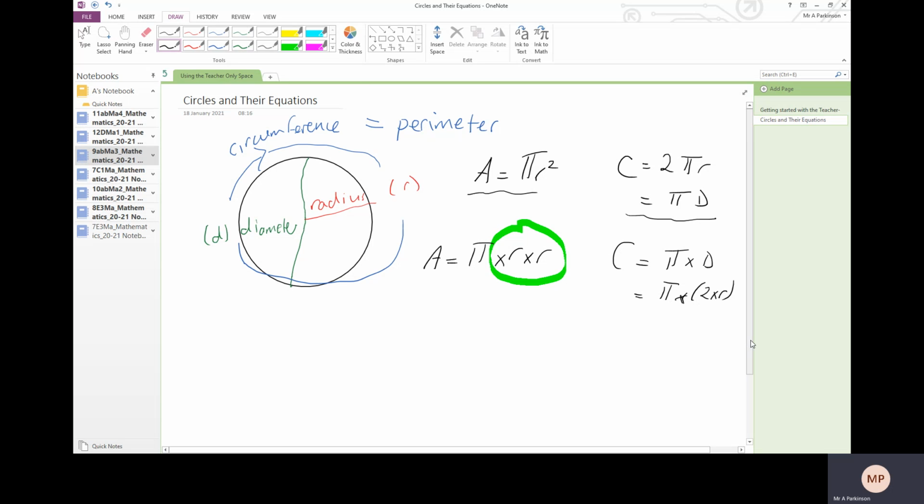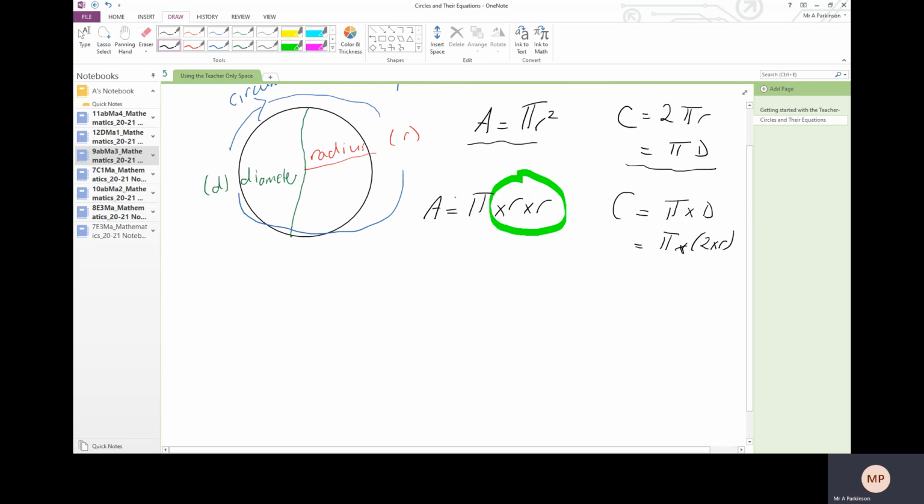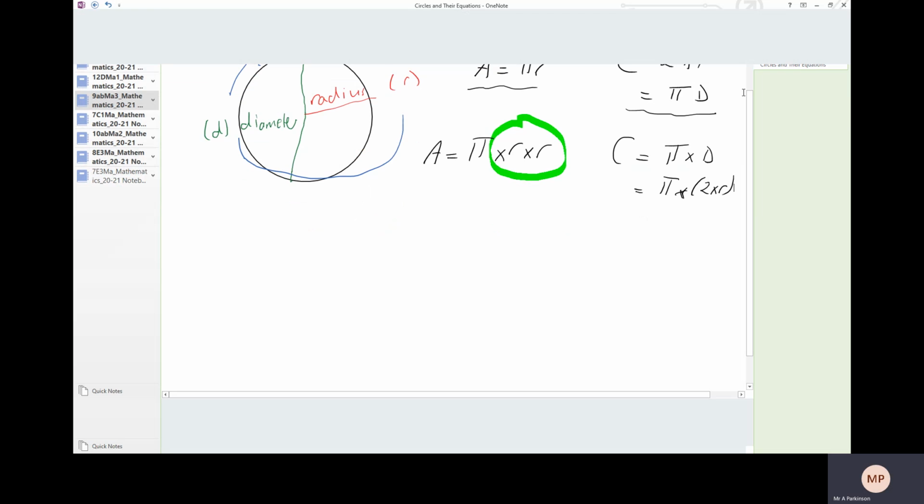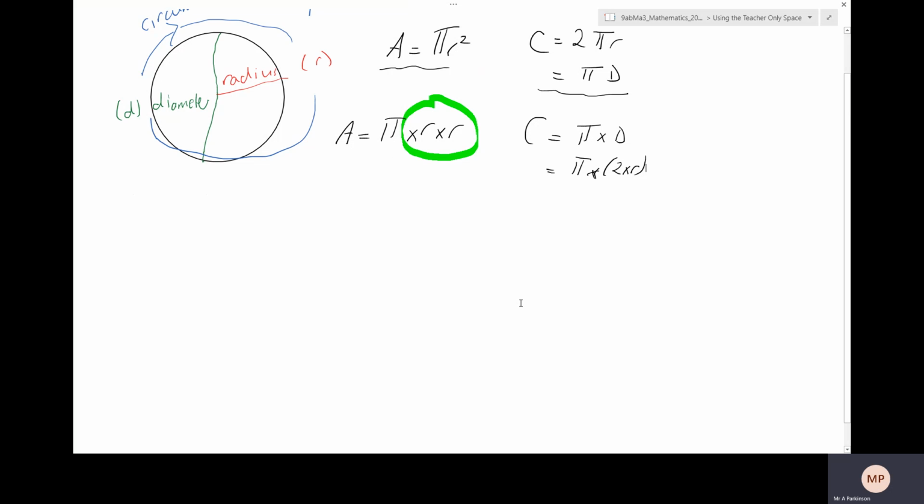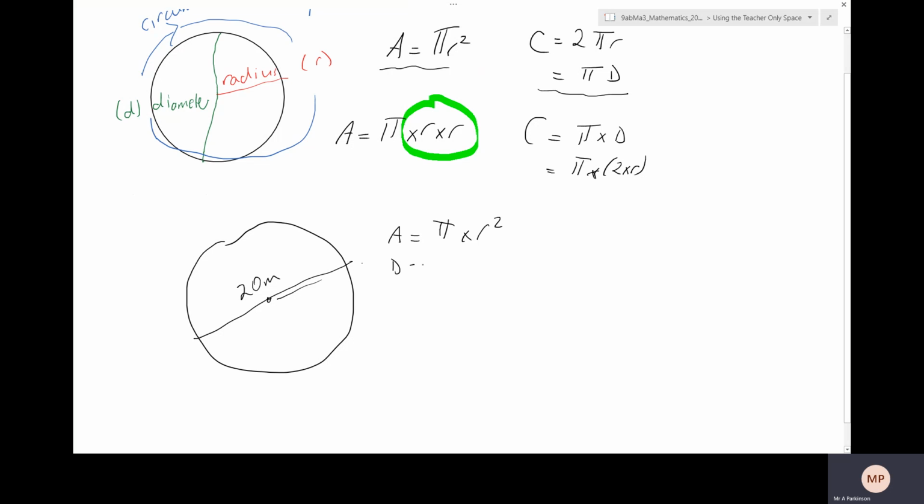Right, so let's use that in an example. So we've got a circle. Let's draw a circle. We've got a diameter, goes to the middle, of 20 meters. Right, so the area, first of all, area is pi times radius squared. And we don't currently have the radius. We have the diameter is 20. The radius is from the middle to the edge. So that means if the diameter is 20, that means the radius is 10.